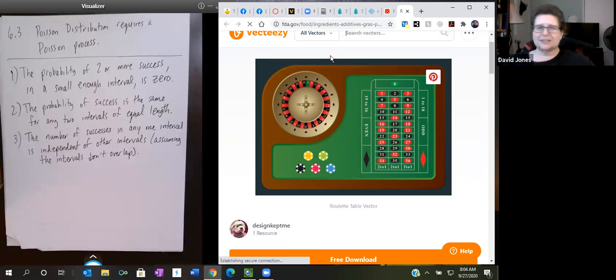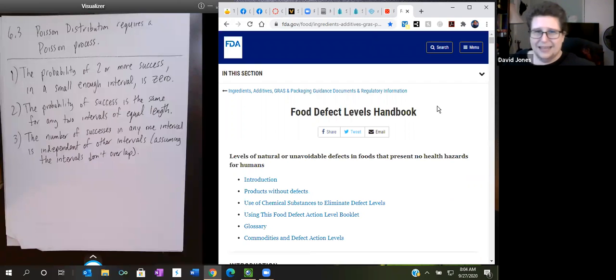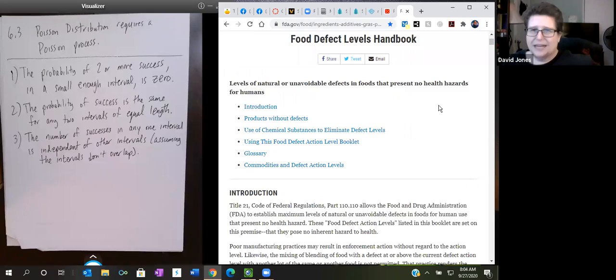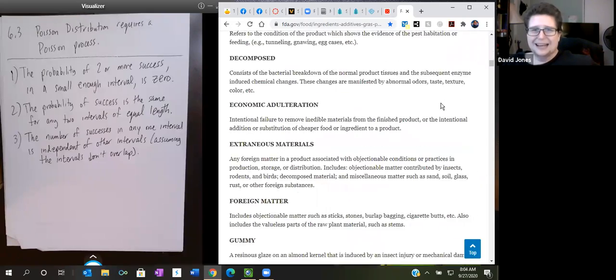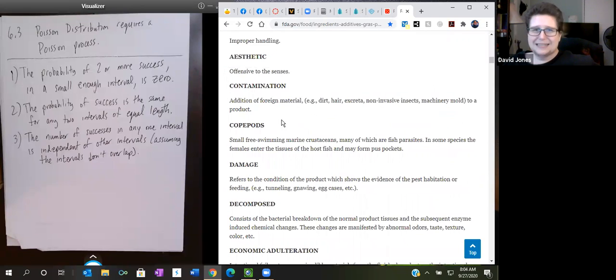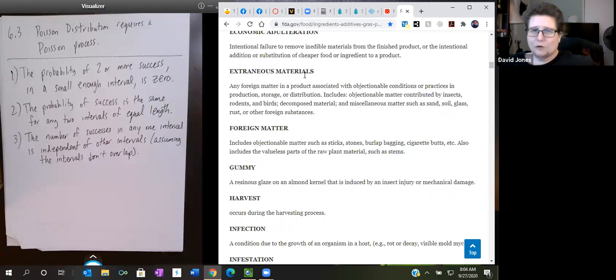Food defect levels. Fun fact, the FDA goes through and says how much you can have as a defect in a product before it becomes unsafe to sell to customers, including contaminants, damage to the container, extra materials, foreign materials like insects, rodents, birds, decomposed material, stuff like that, cigarette butts.